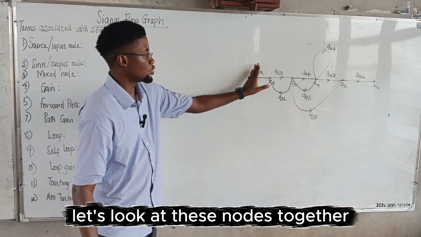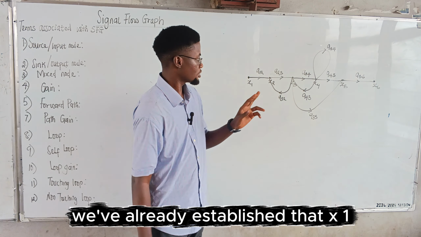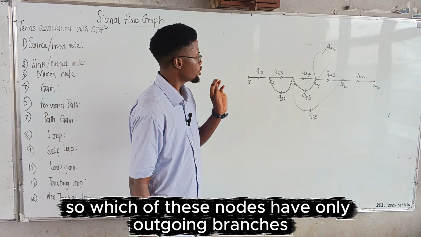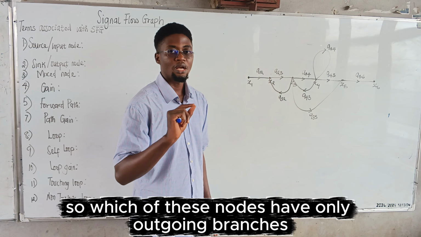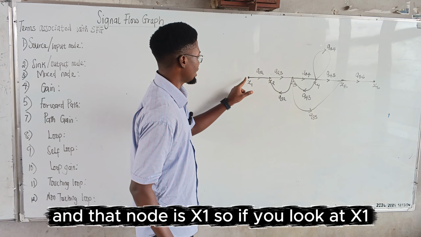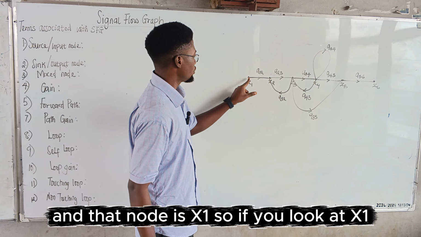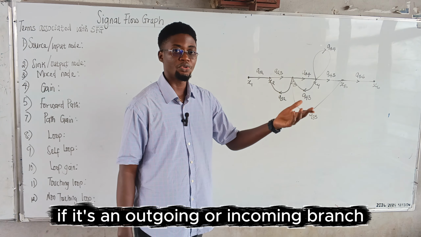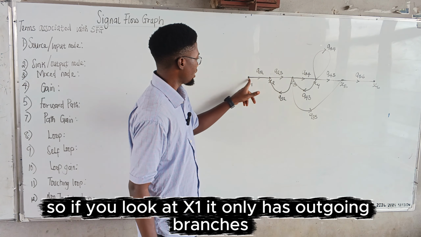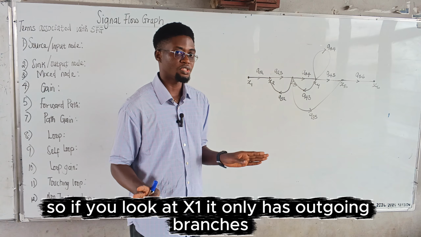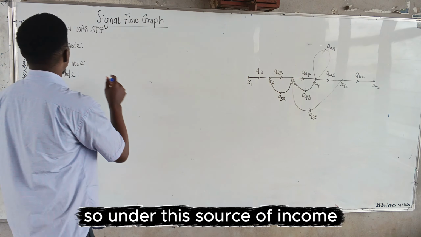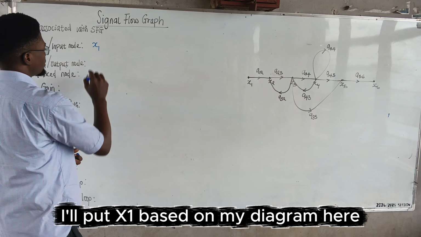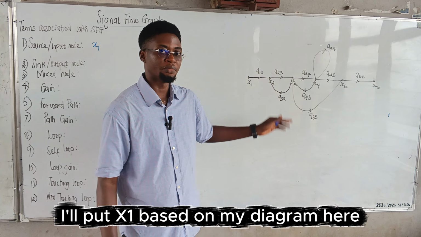Let's look at these nodes together. We've already established that x1, x2, x3, x4, and so on are all nodes. Which of these nodes have only outgoing branches? That node is x1. By the arrow you will know if it's an outgoing or incoming branch. If you look at x1, it only has outgoing branches. So under source or input node, I'll put x1 based on my diagram here.